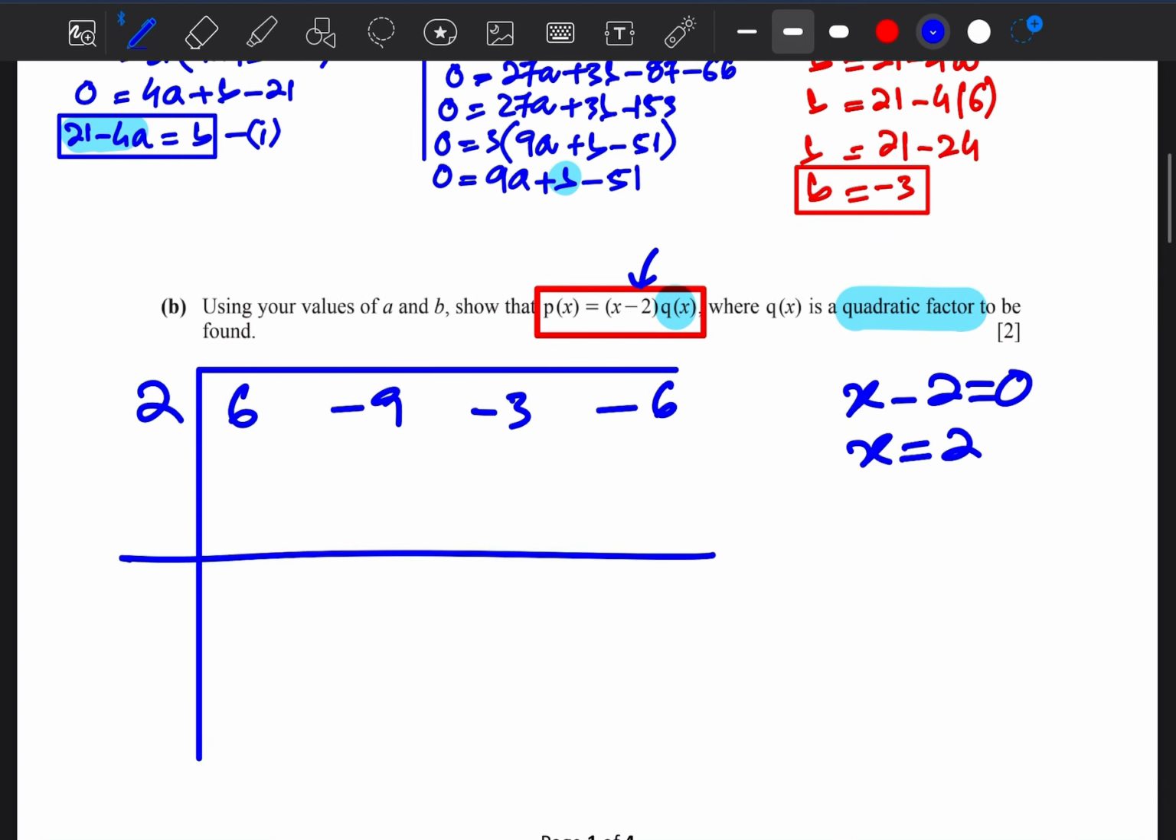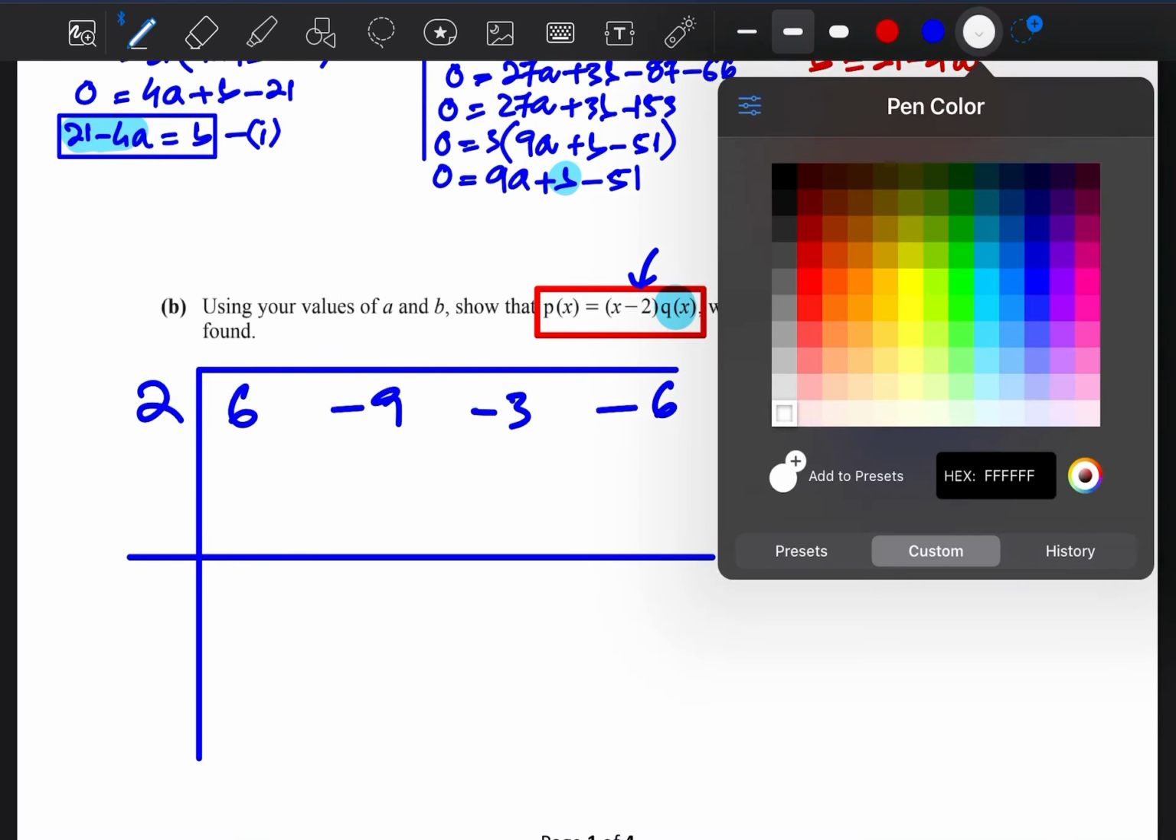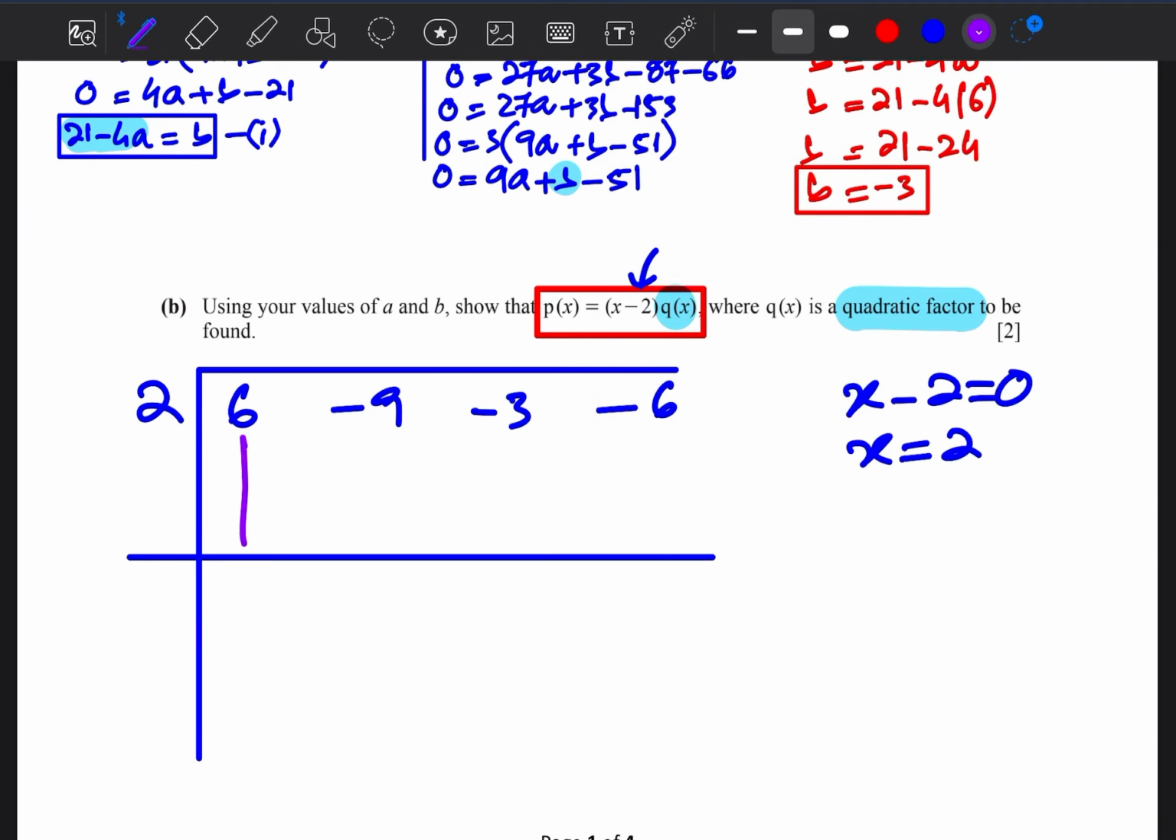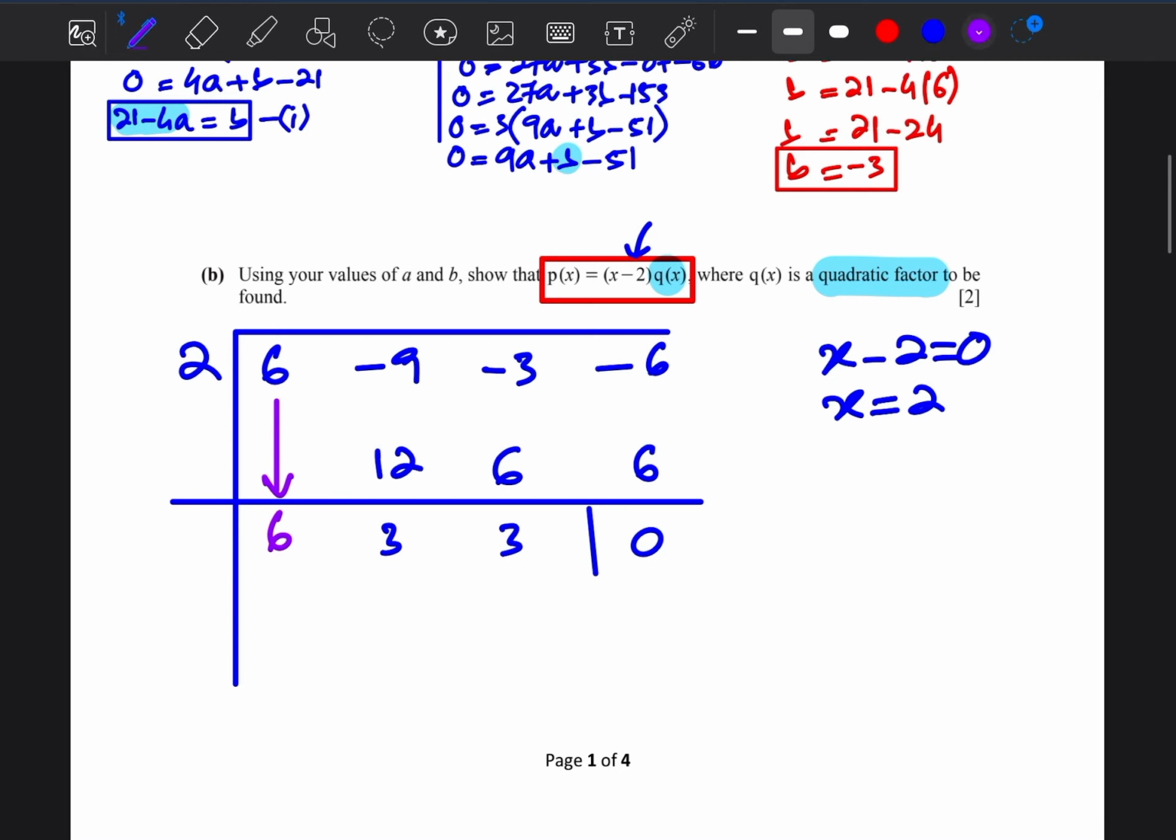I'm going to write the 6 as it is over here. This is the part of the synthetic division. 2 sixes are 12. I'm going to add this. Minus 9 plus 12 is 3. 2 threes are 6. Minus 3 plus 6 is 3. 2 threes are 6. Minus 6 plus 6 is 0. So obviously we know this x minus 2 is a factor, so we will get the remainder 0 here. But what is the quotient? You're going to write x power 0, x power 1, x power 2 here. The quotient is going to be 6x square, 3x, and 3. This is the quotient.